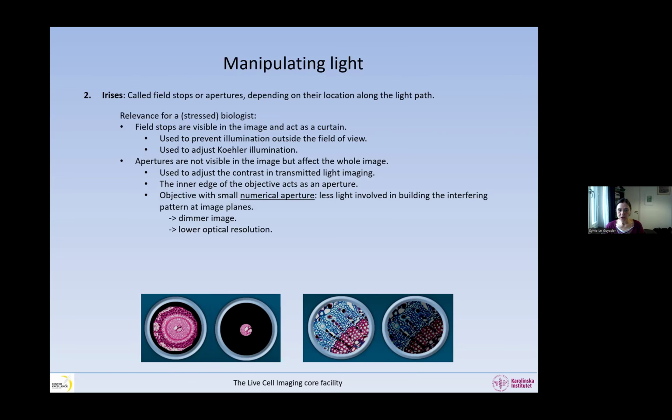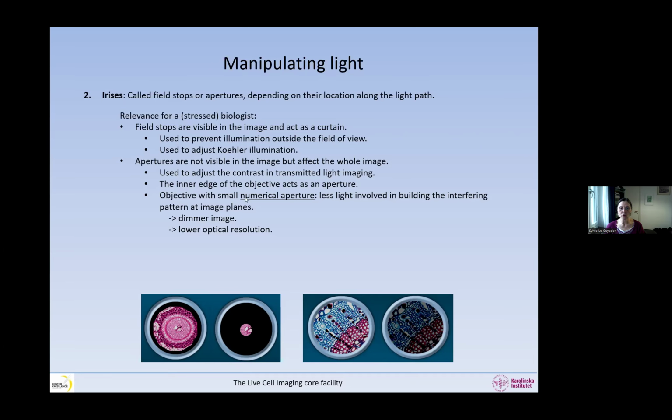So the objectives have something called a numerical aperture. Some of you might have heard of the numerical aperture of the objective, and I asked you to collect some information about your objectives, so we will also complete this information later. So each objective has a numerical aperture, which is a number that is written on the objective, and this means that it's a very important number.